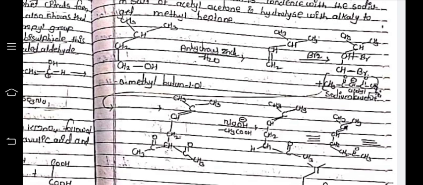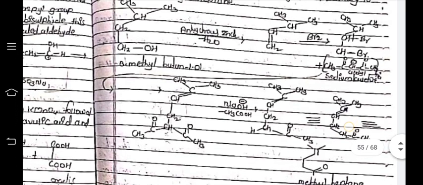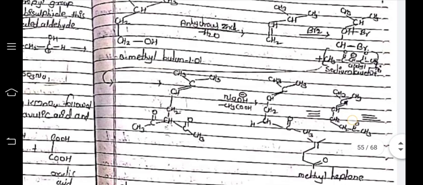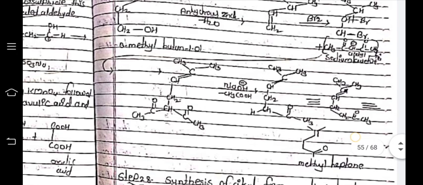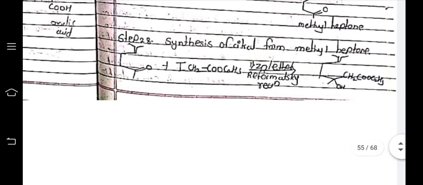On the addition of Br2, we will get the product. On this, add the sodium acetyl acetone groups. By adding this, we will get the product, which on further reaction with NaOH and rearrangement gives beta-methyl heptenone as the starting material. So this methyl heptenone is used for the synthesis of citral.